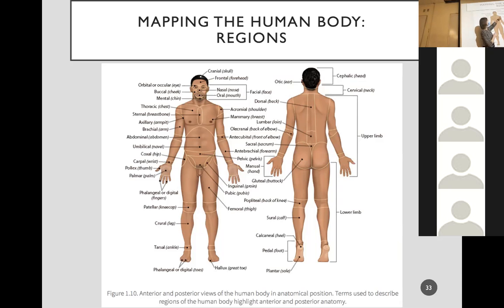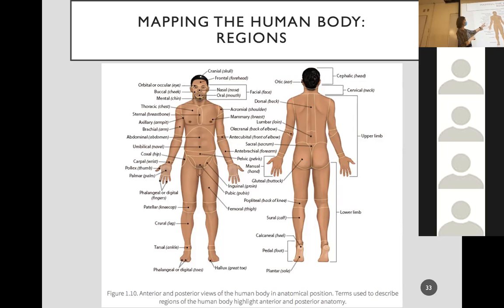Over here we have acromial. So acromial is going to be the shoulder area. There's part of your scapula that's called the acromion. So that will come in handy if you remember acromial and you see acromion, you know at least we're in the shoulder-ish area. Mammary is the breast. That's easy to remember with mammary glands.